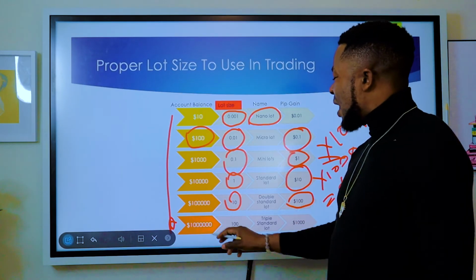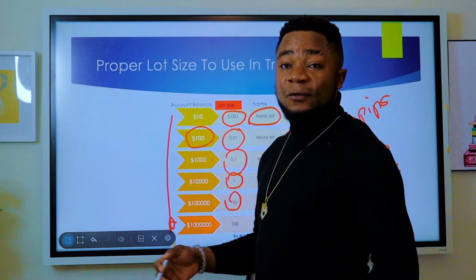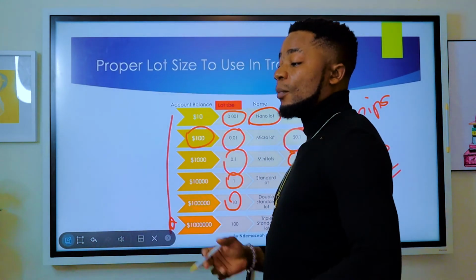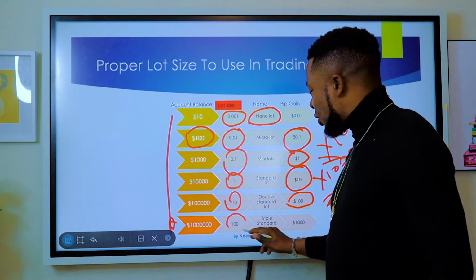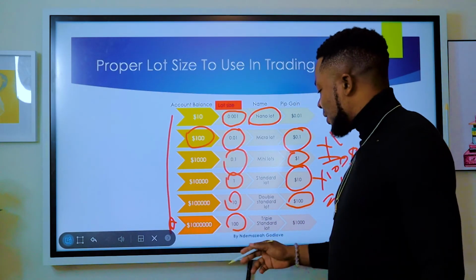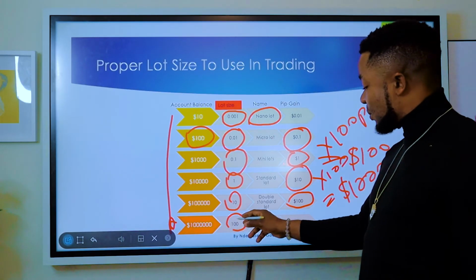All right. And if you have $1 million, if you have a $1 million account, like some people who trade for prop firms or they trade for banks or stocks, what you use here is what they call triple standard lot. Triple standard lot, what you write here is just 100. 100 stands for triple standard lot.